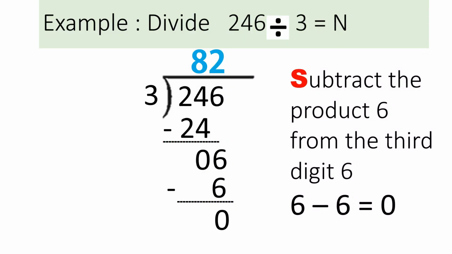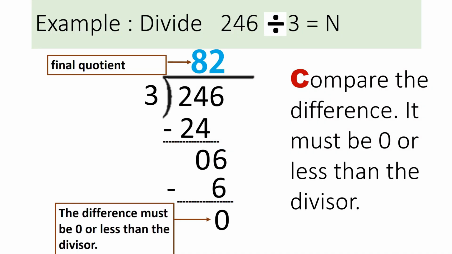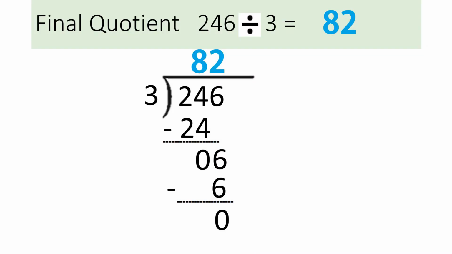Let's go to S, which is subtract. Subtract the product 6 from the third digit 6. 6 minus 6 equals 0. We compare the difference. The difference must be 0 or less than the divisor, which is 3. So finally, we come up with the final quotient. 246 divided by 3 equals 82.